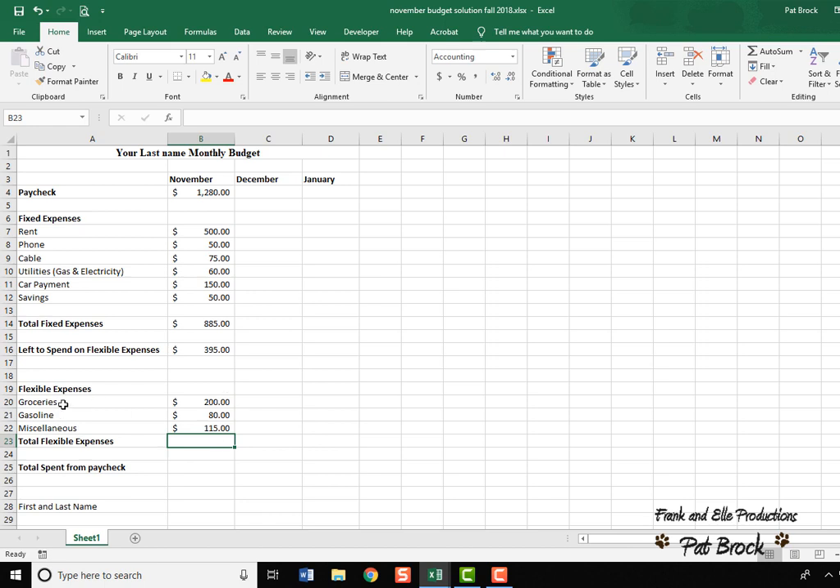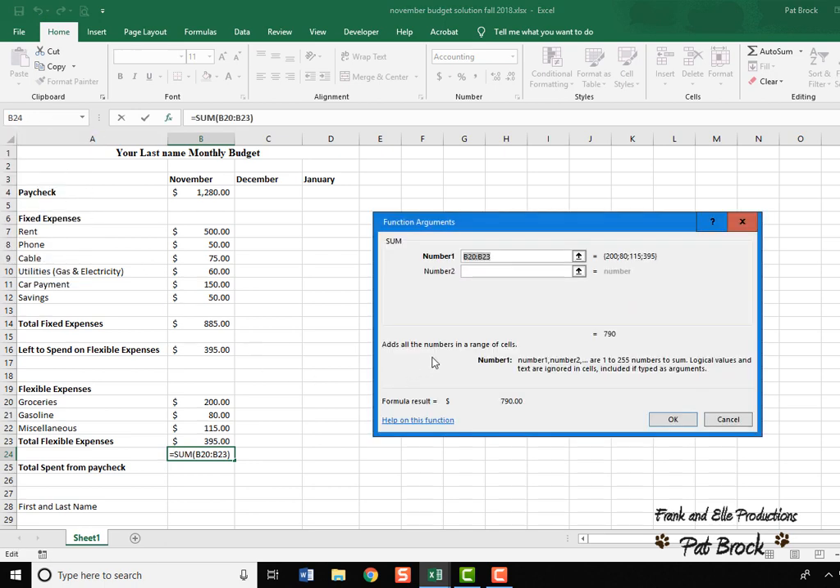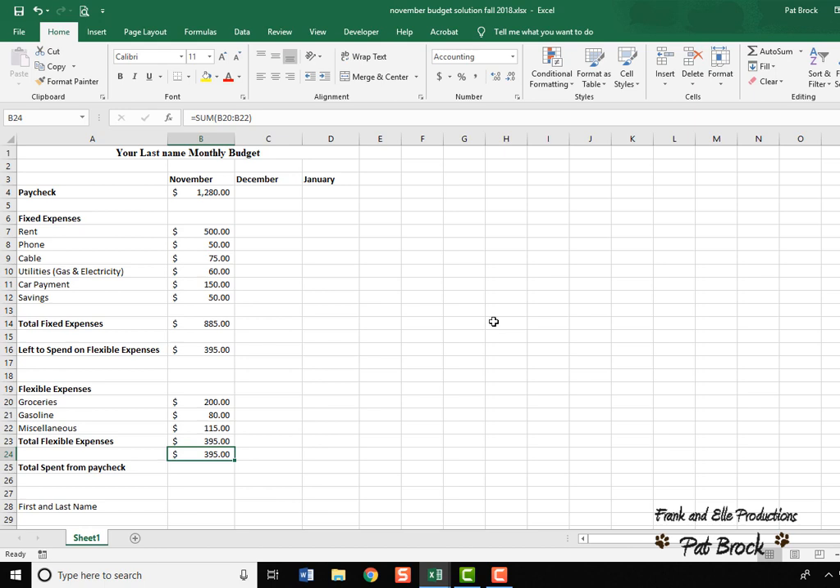My total flexible expenses, well, I'm going to add up. My flexible expenses are groceries, gas, and miscellaneous. So equal B20 plus B21 plus B22, and I hit enter. The other way you can do that is equal, we'll come back up here to the sum again, and it will be B20 colon B22, and we should still get $395. Whoops, I put it in the wrong one.